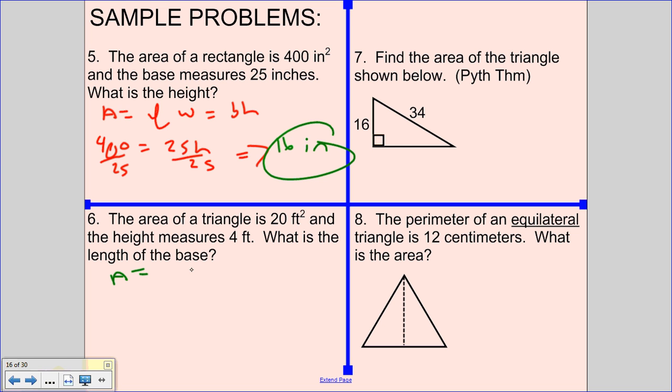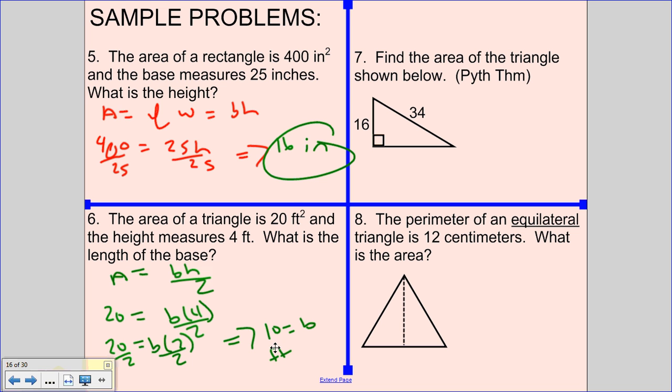So the area formula for a triangle again is base times height divided by 2. It tells us the area is 20, so we're going to replace A with 20. Then it tells us the height is 4, and we're looking for the base. So what I would do is take 20 and divide the 4 by 2, which will give you B times 2 now. And then I would divide both sides by 2. And you would have 10 is equal to the base, 10 feet.